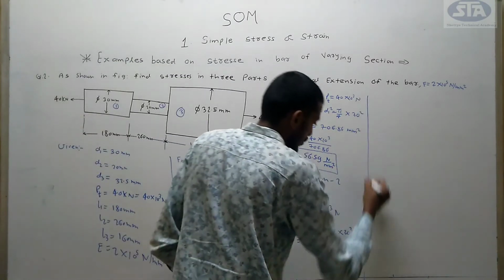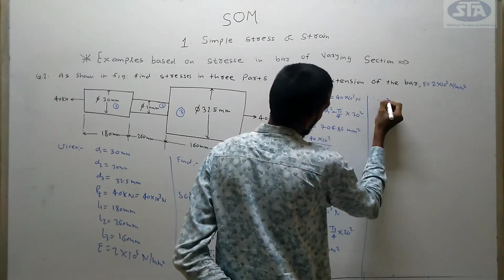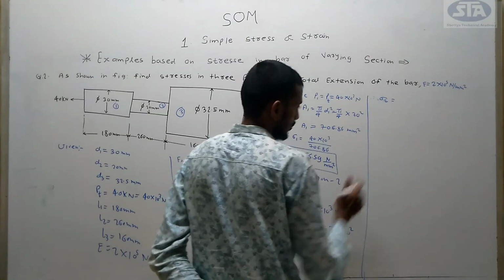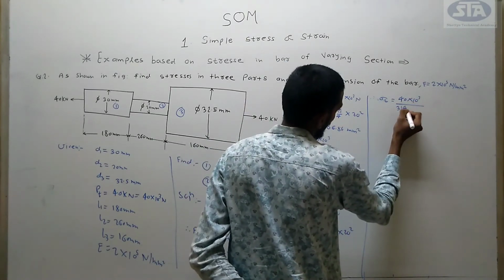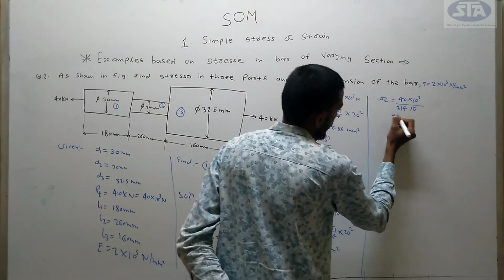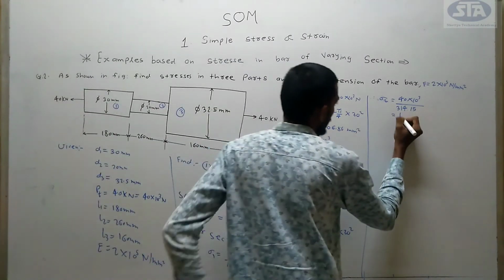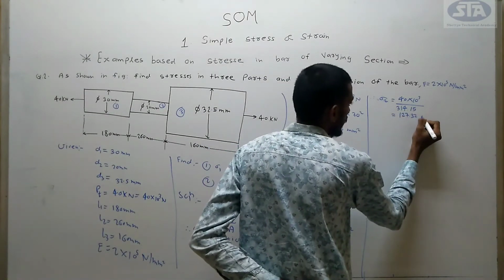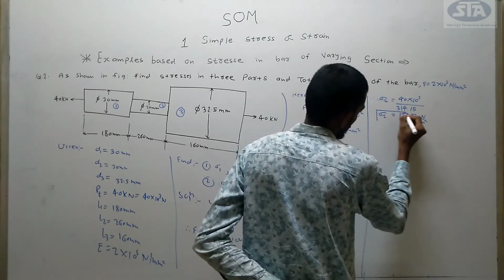So now we have to find sigma 2. Therefore, sigma 2 is equal to P2, which is 40 into 10 raised to 3, upon 314.15. Take this ratio in the calculation, and you will get the answer 127.32 Newton per mm square. So you will get sigma 2.